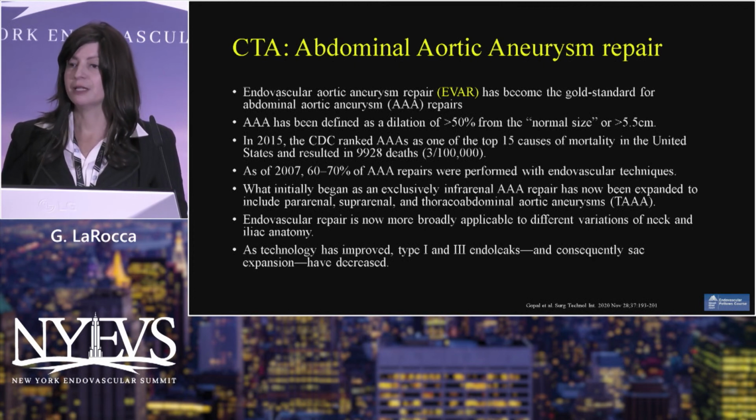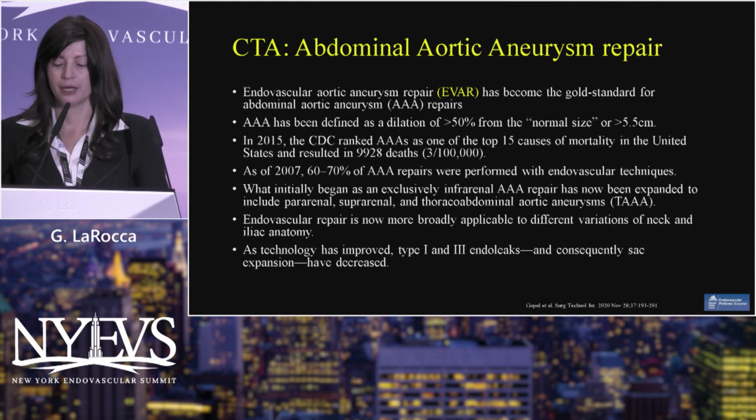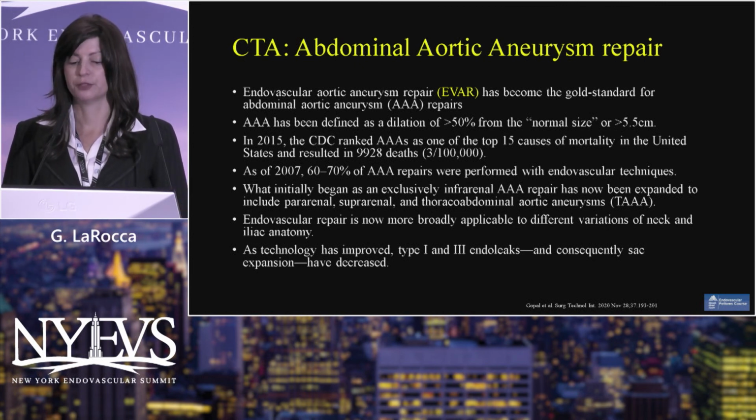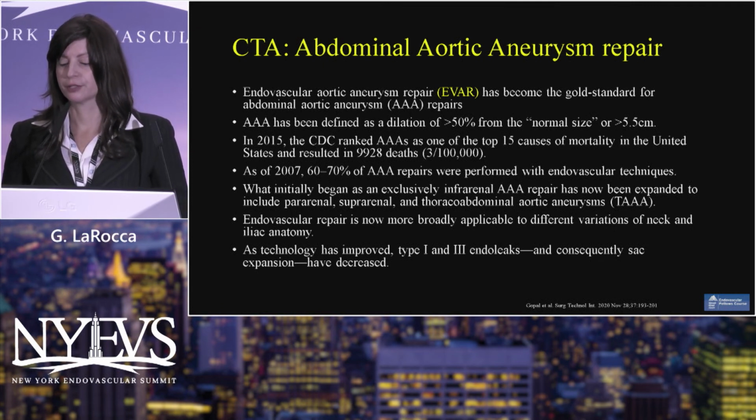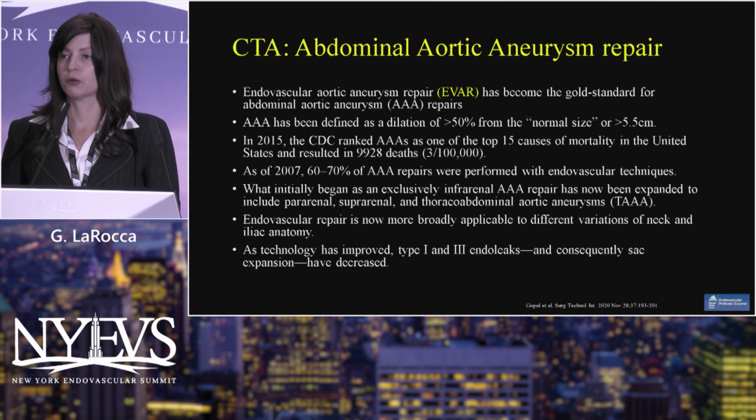What initially began exclusively as an infrarenal triple A repair has now expanded to pararenal, suprarenal, and thoracoabdominal aneurysms, all with preserving branch vessels. And as this technology improves, we're getting farther and farther away from endovascular leaks, which is extremely important, not only for decreasing sac expansion, but to make sure that there is no mesenteric ischemia.